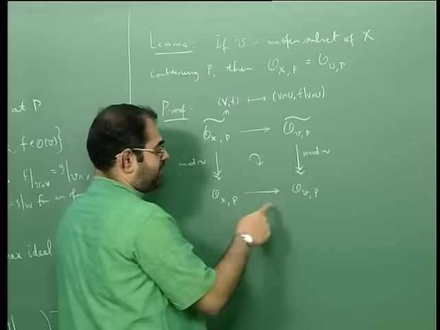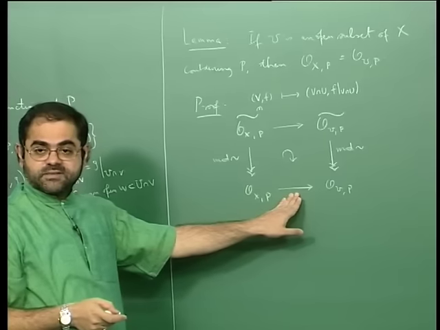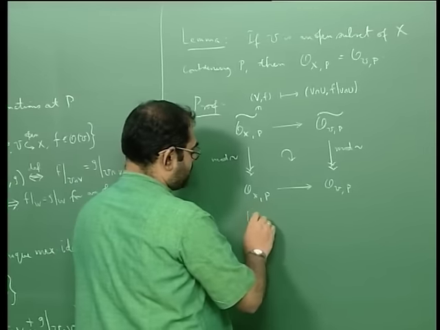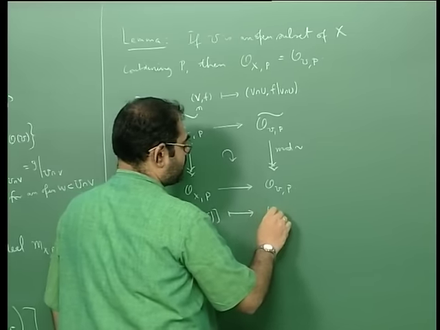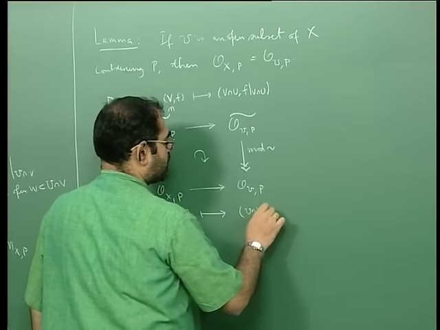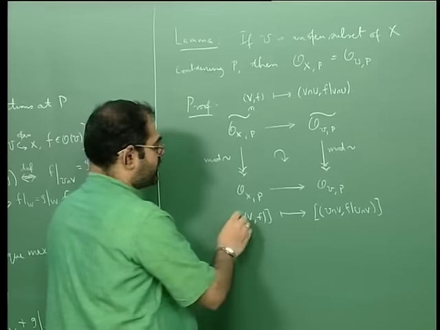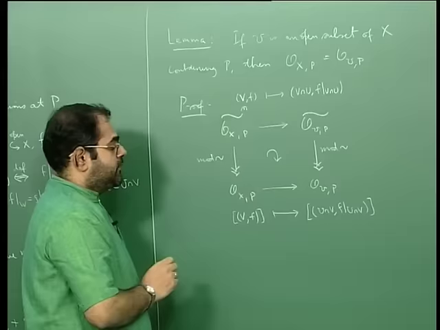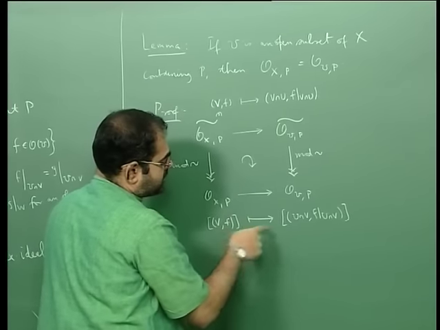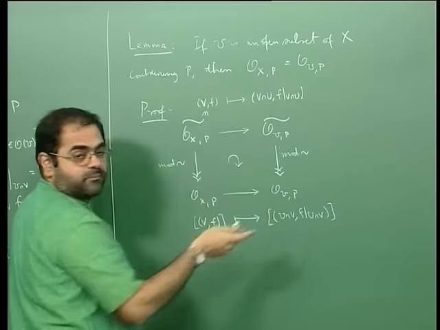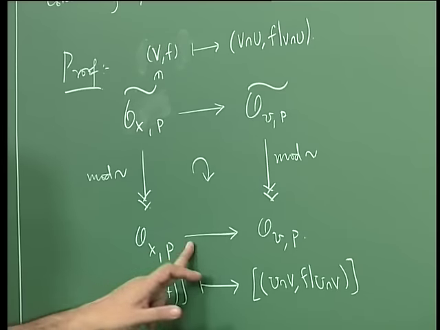Then you can explicitly check that this map is both injective and surjective. If I have a germ of a function (V, f), the map is going to send (V, f) to (V intersection U, f restricted to U intersection V), and take the germ. This map is induced by the earlier map. Now it's very easy. It's very clear that this is going to preserve addition, multiplication, and so on. So this will be a K-algebra homomorphism.